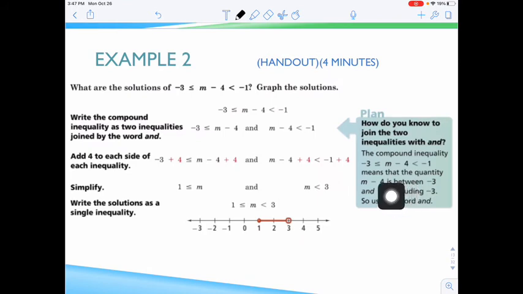The book does this a different way. They split it up into -3 ≤ m - 4 and m - 4 < -1. Then they just add 4 to both sides for each inequality. You're left with 1 ≤ m and m < 3. You can put it back together to get what we had, 1 ≤ m < 3, and we get the exact same graph.